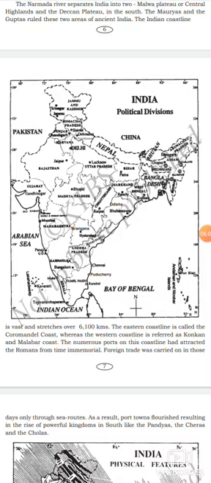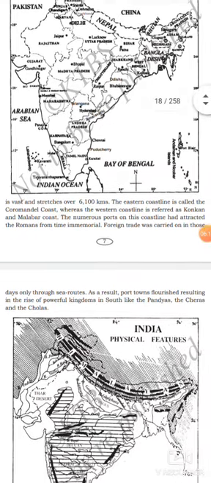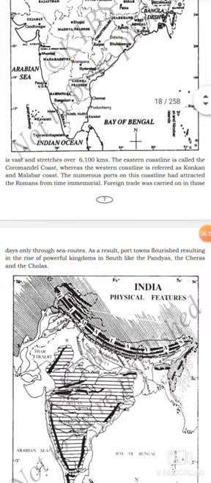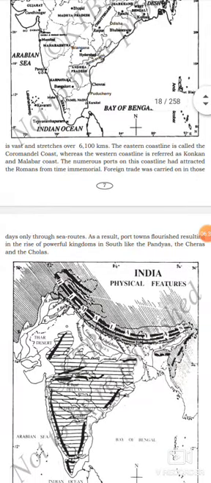The numerous ports on this coastal line had attracted the Romans from time immemorial. Foreign trade was carried on in those days only through the sea routes. As a result, port towns flourished, resulting in the rise of powerful kingdoms in the south like the Pandyas, Cheras and the Cholas. Got it, dear students?